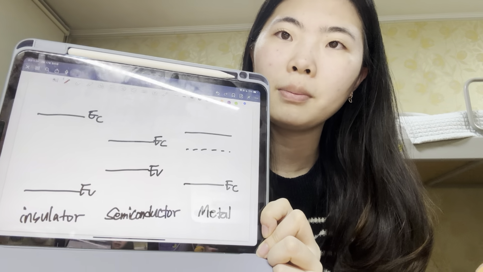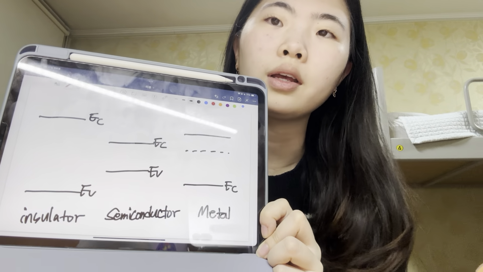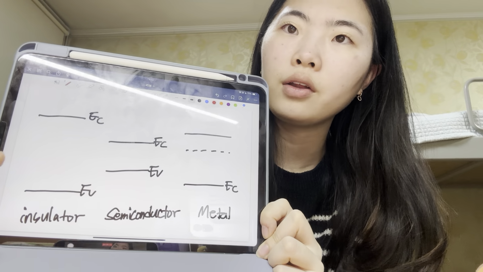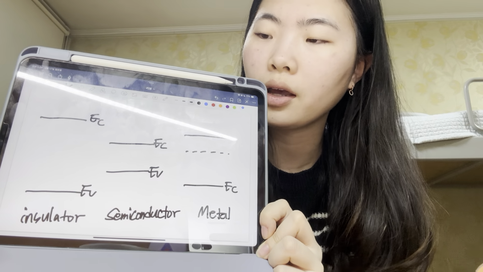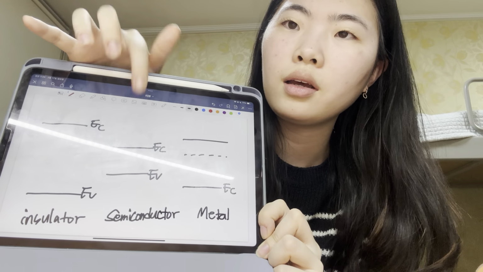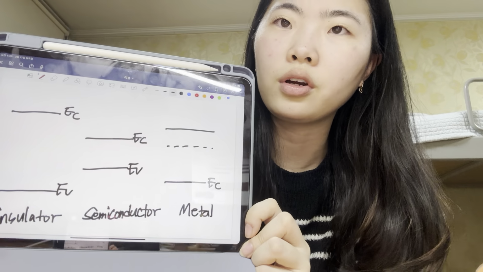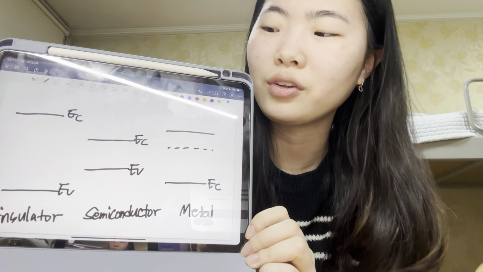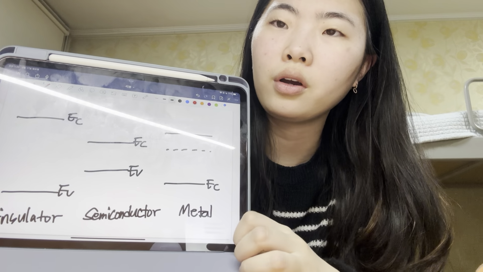So current cannot flow in here, so we call it an insulator. This is the first concept, the energy band diagram of an insulator. And second is the semiconductor, which is very important for us.